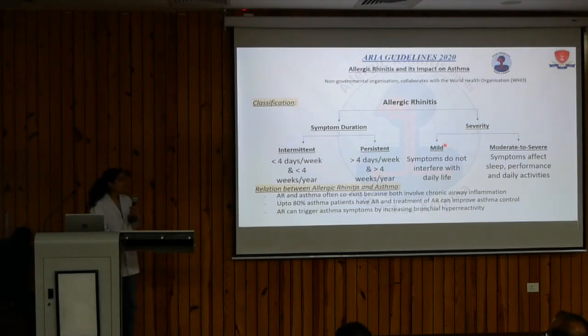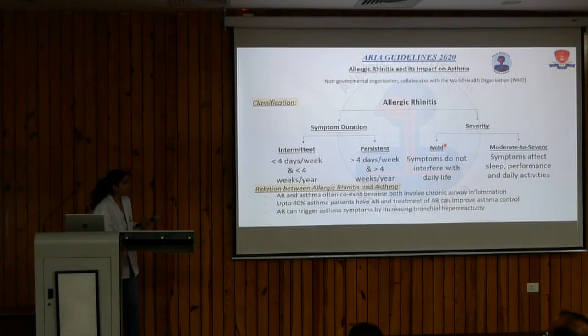The relation between allergic rhinitis and asthma is that they both often coexist because of their involvement in the chronic airway inflammation. Up to 80% of asthma patients have allergic rhinitis, and thus the treatment of allergic rhinitis can significantly improve asthma control. Allergic rhinitis can trigger asthma symptoms by increasing the bronchial hyperreactivity.